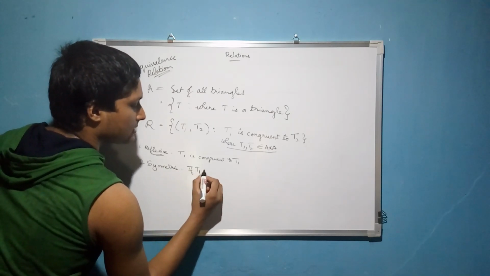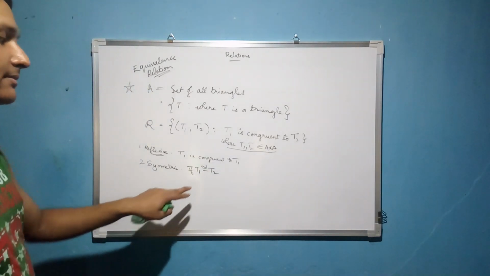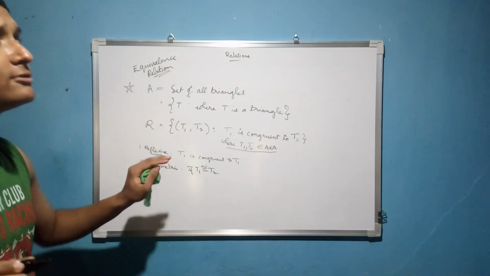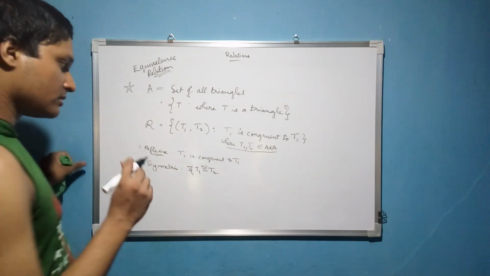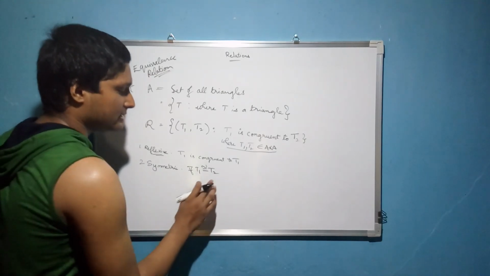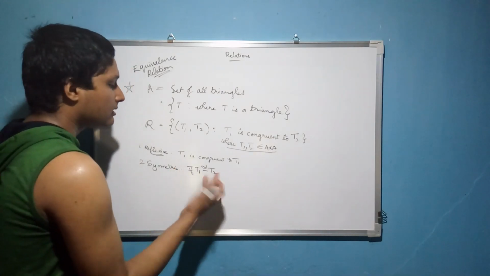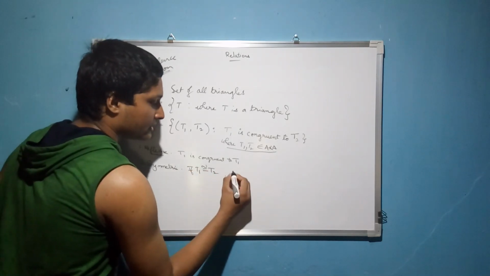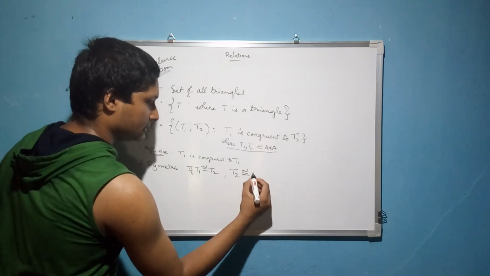If T1 is congruent to T2, this is a condition. That means that (T1, T2) is one of the elements of R. If (T1, T2) is one of the elements of R, then (T2, T1) should be an element of R to make it symmetric. So from simple methodology, we know that T1 is congruent to T2 is also T2 congruent to T1. You can write it either way. It means the same.